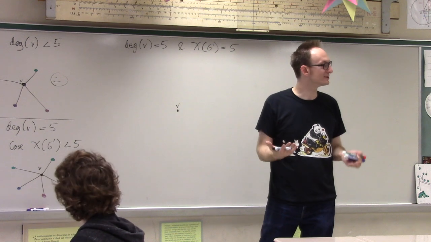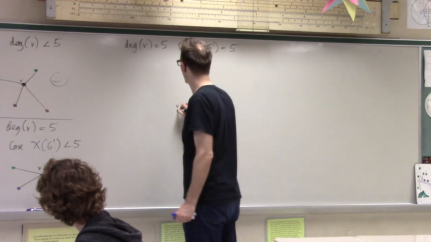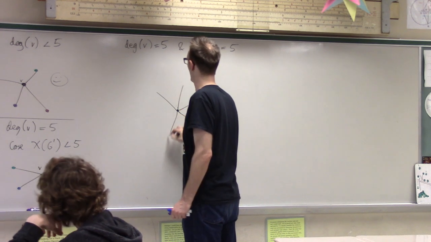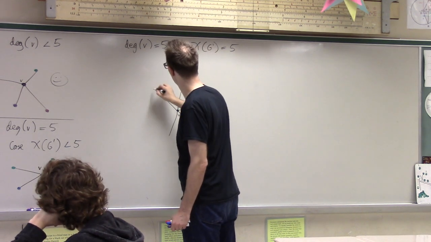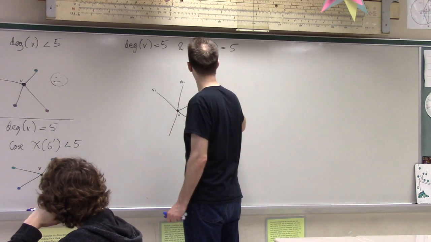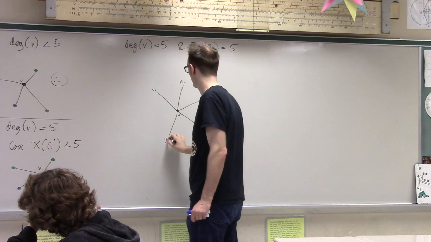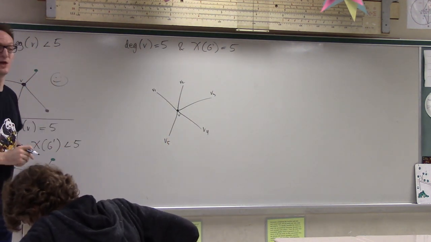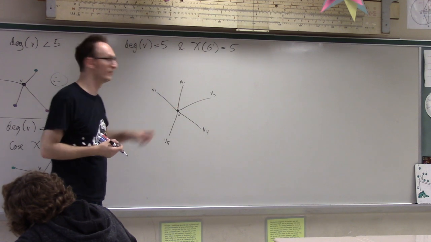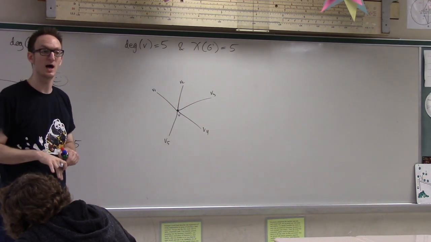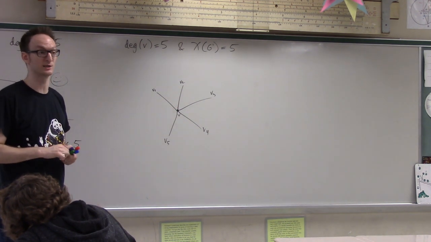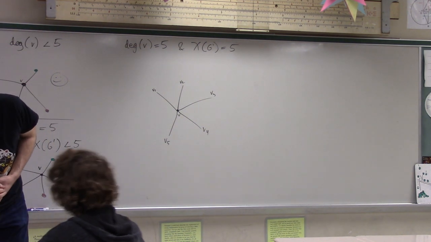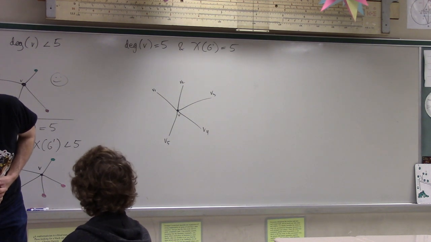Five friends. Let's call the 5 friends of V: V1, V2, V3, V4, V5. Okay, so this is V. And here's the thing. I have to assume that these 5 vertices are all colored differently. Do I have to mention that? I think I actually have to mention that.